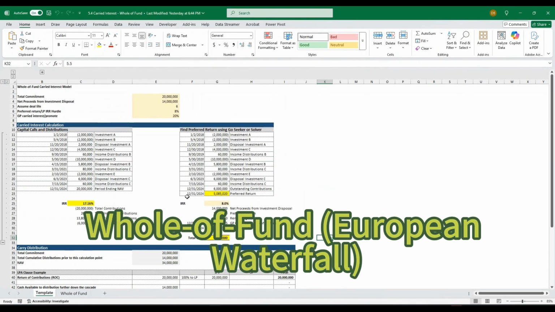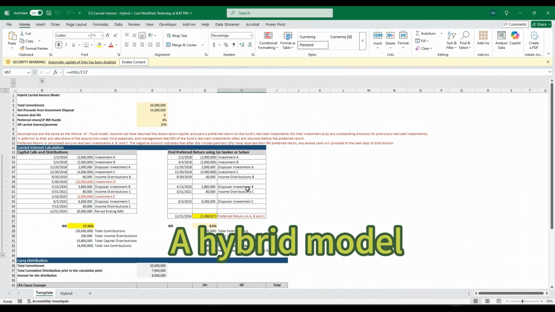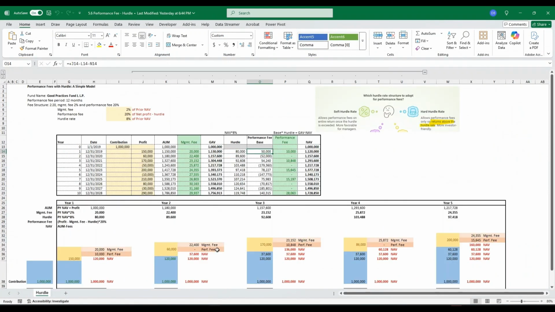A whole fund or European waterfall model. A hybrid model. 4 performance fee structure examples.